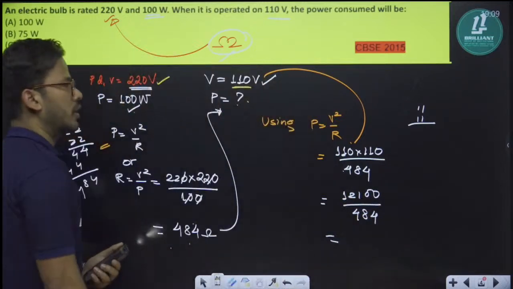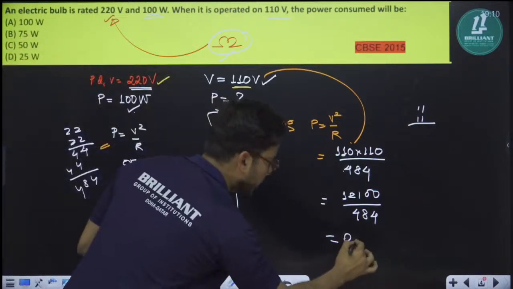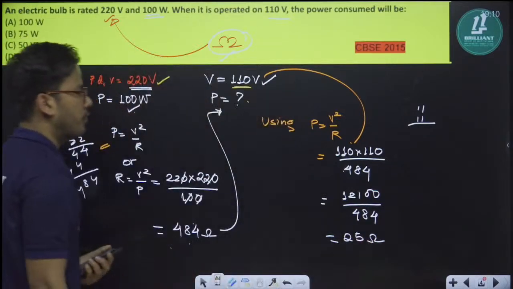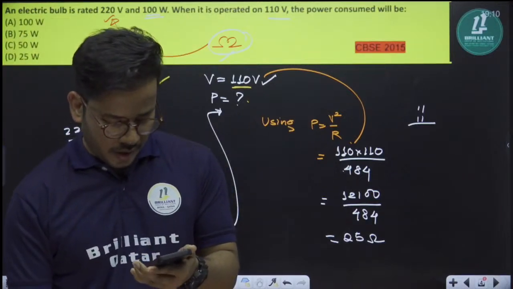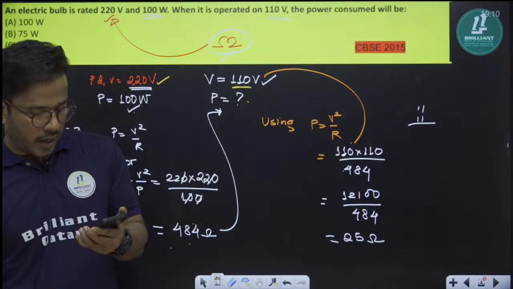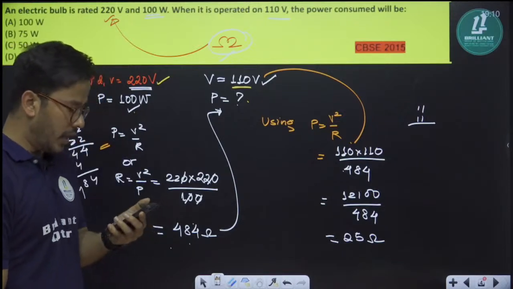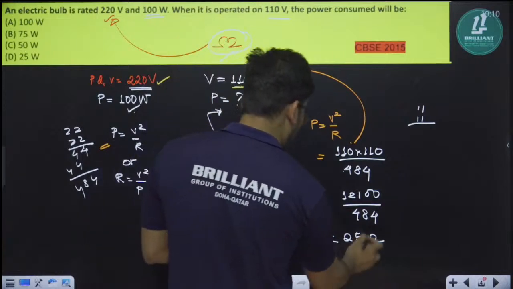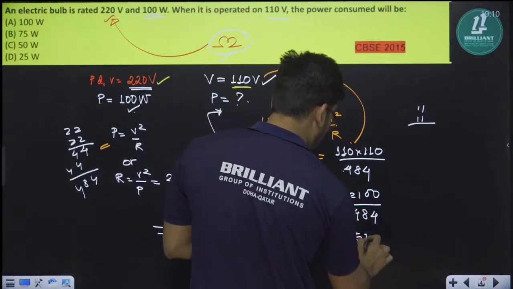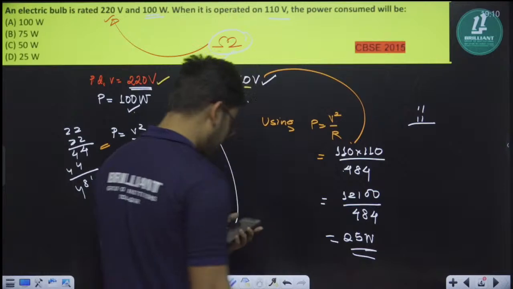What's your answer now, guys? Your answer will be 25. Perfect. That's how you got it. I guess you got that clear. How are you getting 25 watt? Sorry, the power is in watt, right? And you got this answer.